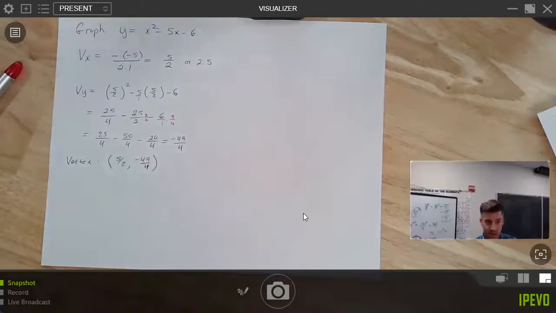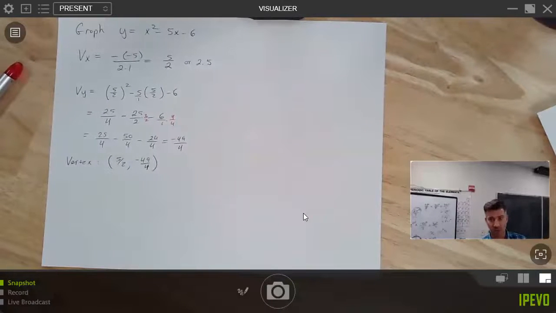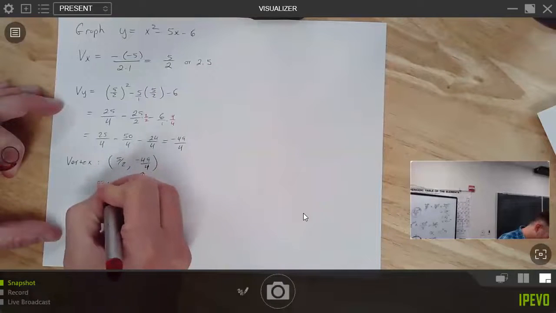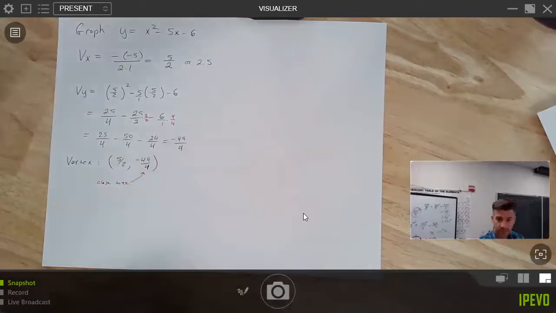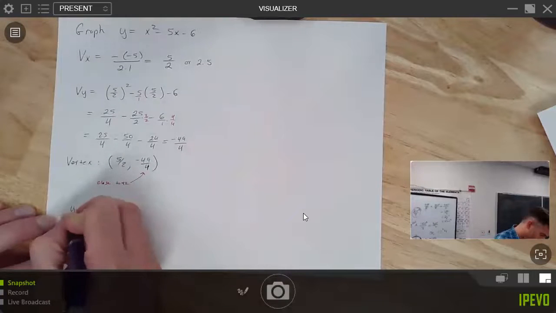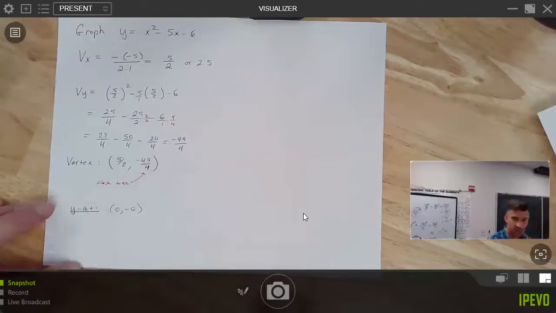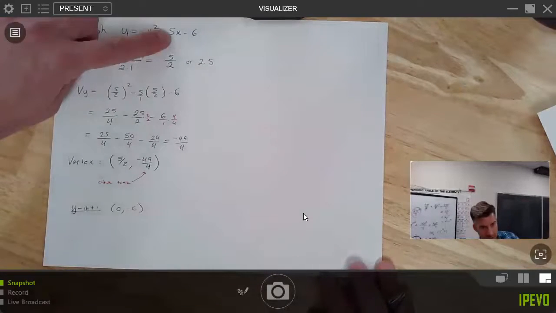And what I would see here is, well, 5 halves is right between 2 and 3. And negative 49 fourths, well, 49 divided by 4 is like 12 and a little bit more. It's 12 and a quarter. So I would mentally know, okay, that's close to negative 12. Let's find the other things. Y-intercept, no big deal. It's (0, -6). I'm not even thinking about plugging it in really. Well, I mean, I am: 0 minus 0 minus 6. There we go.